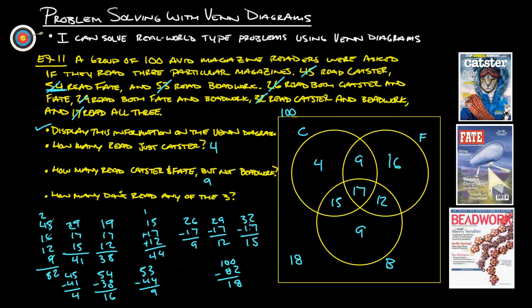And then how many didn't read any of the 3? That's this 18 right here. So we get 18 for that. Okay. All right. That's all we have for problem solving with Venn diagrams. If you have any further questions, please feel free to ask in class.